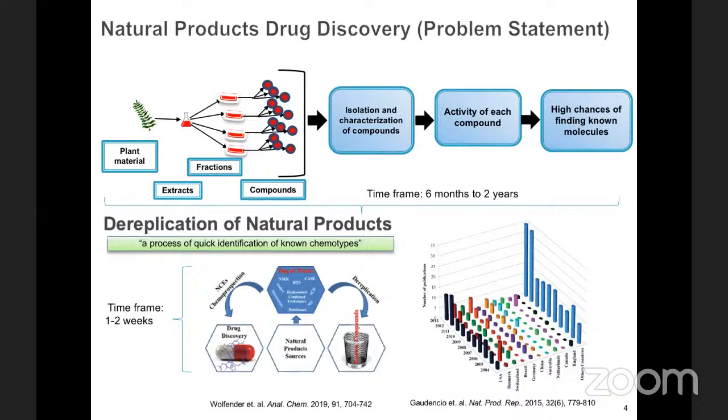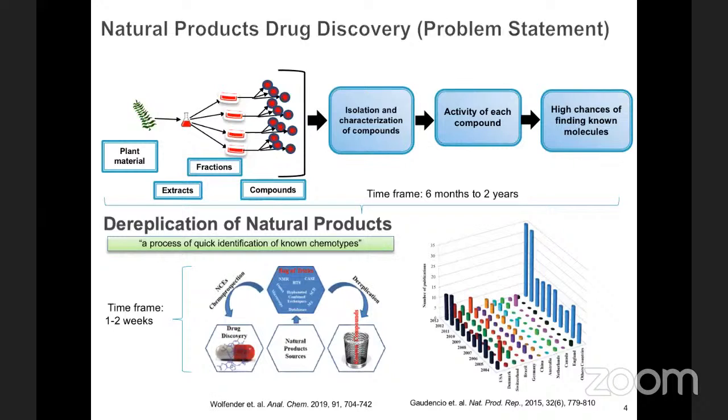You have prepared various solvent extracts, and then you have fractionated that particular extract. So now, for example, in any plant material, let's say you have more than 20 fractions or 50 fractions. Out of those 50 fractions, you have found, let's say, 4 fractions which are bioactive. And then from those 4 fractions, you have isolated several compounds.